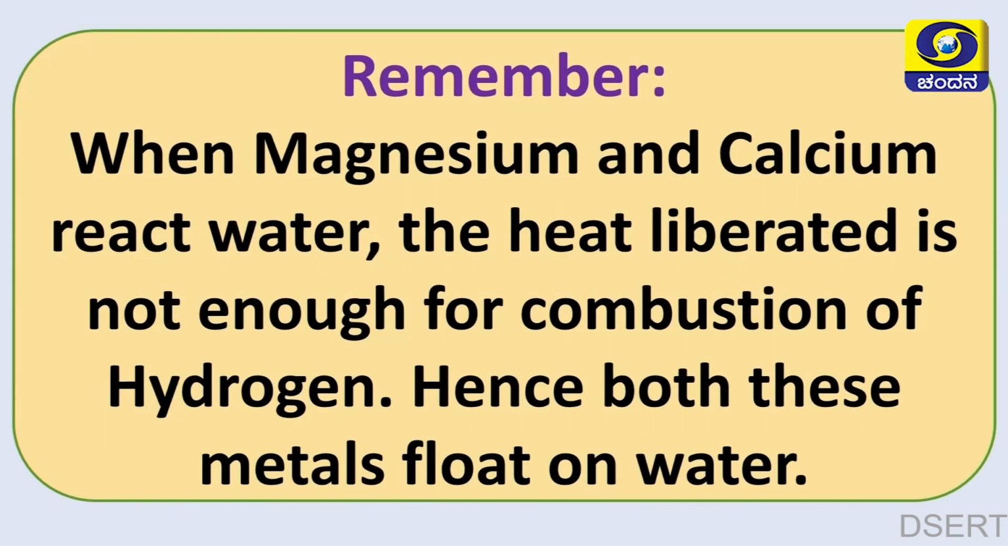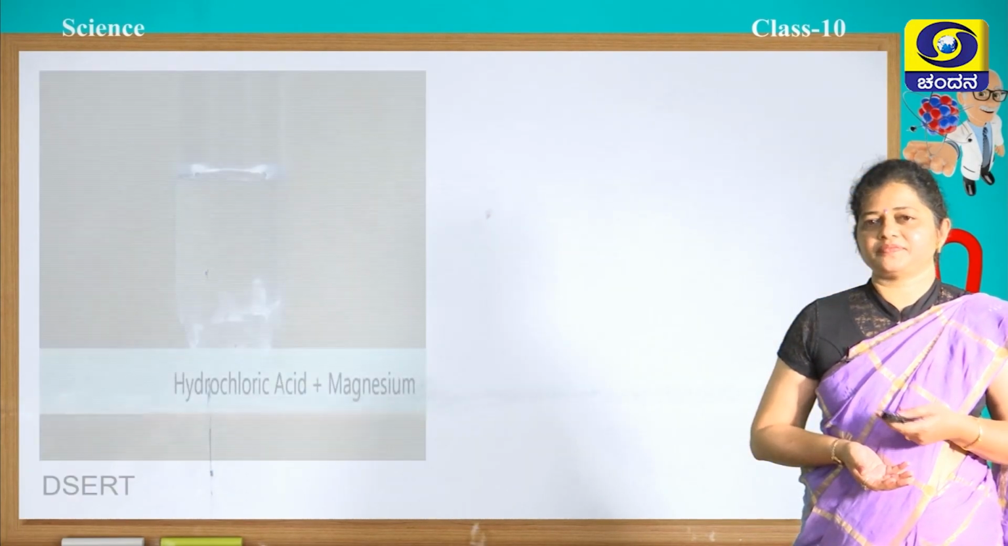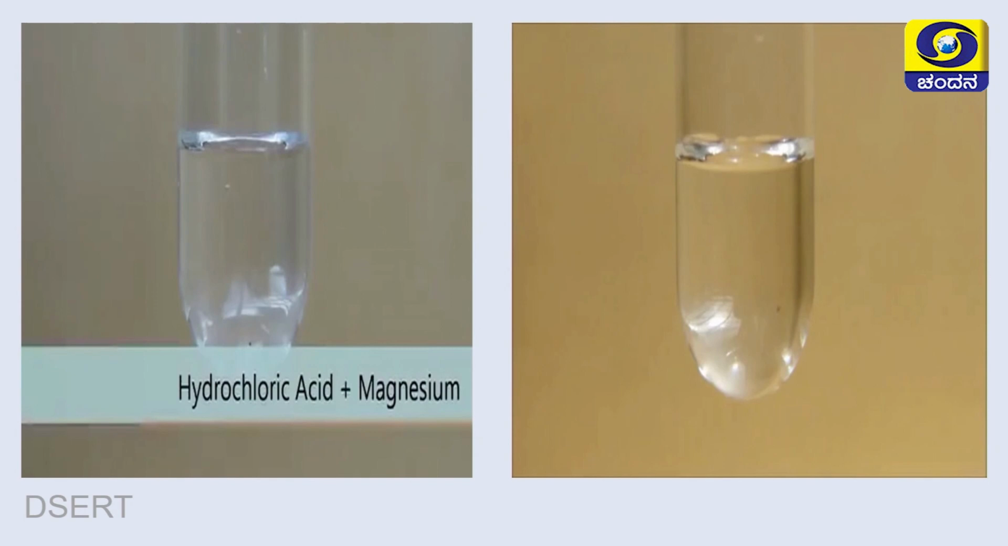Now, you have to remember that when magnesium and calcium react with water, the heat that is liberated is not enough for the combustion of the hydrogen that is evolved. Hence, both these metals float on water, they do not catch fire. Unlike sodium and potassium, which actually catch fire when reacting with water. But magnesium and calcium, though they react with water, the heat liberated in the process is not enough for the combustion of the hydrogen. So, these metals float on water when they are reacting. Now, you can see the two metals floating on the surface.